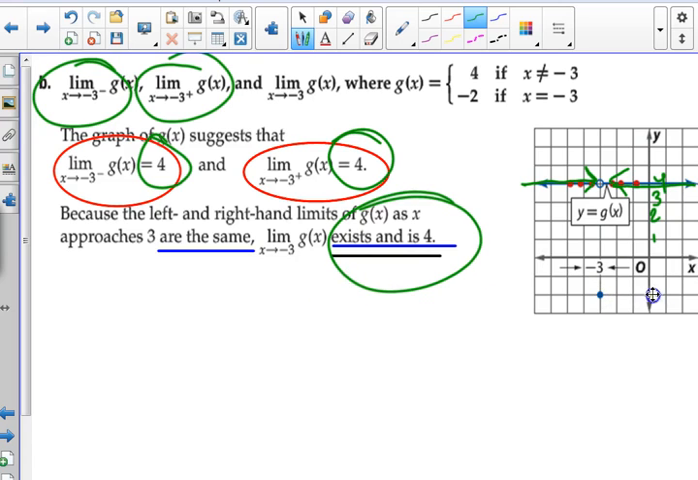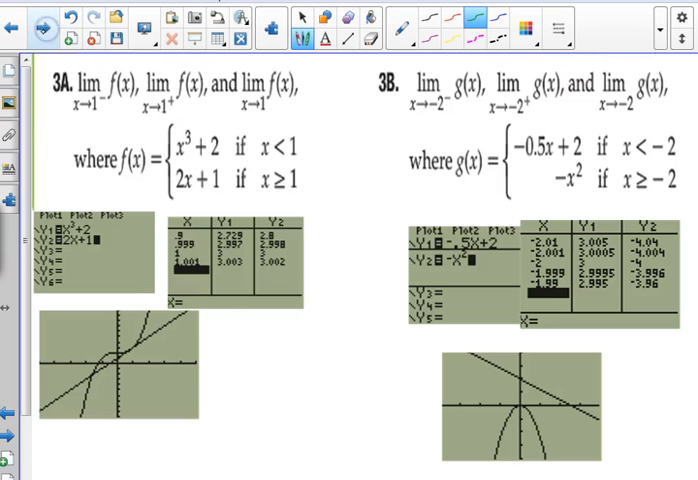Even though the graph jumped down here to negative 2. The limit just means what's it doing really close. Now, if you look up here, it says it's actually 4 for every single value except exactly negative 3. So negative 3.01, negative 2.99, it's always 4. So therefore, the limit is 4.